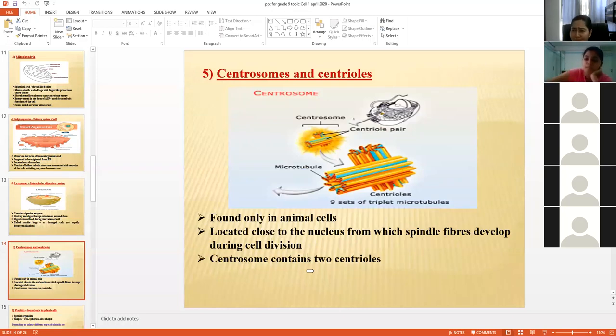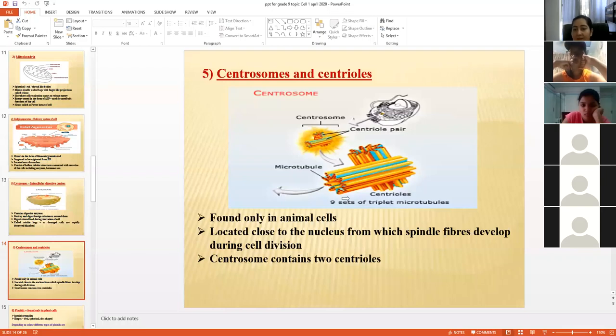Now we move on to a very important organelle, which is the centrosome and centrioles. Students, can you see this structure? There are two structures which are at right angles to each other. Can you see this, children? So this entire structure is called a centrosome. A peculiar feature about a centrosome is that it is present only in animal cells. When I'm talking about the entire centrosome, the parts outside are the centrioles.